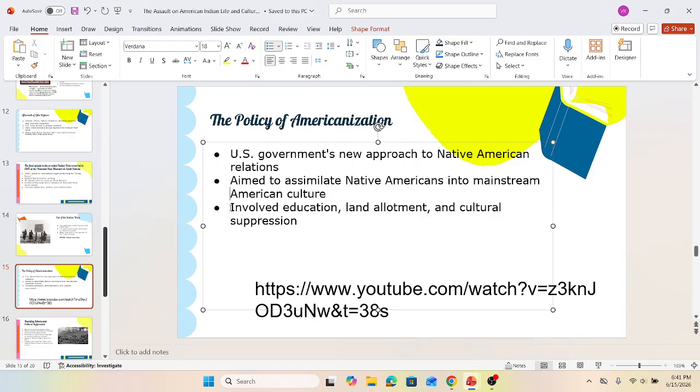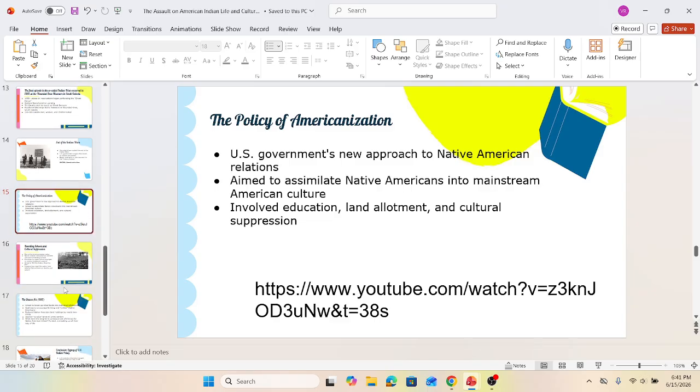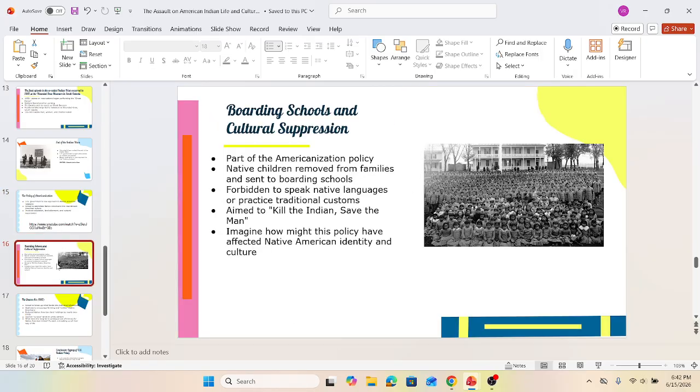It involved education, land allotment, cultural suppression. Take away what makes them Native American and make them more like, for lack of a better term, white European American settlers. And kind of force them to become more mainstream.